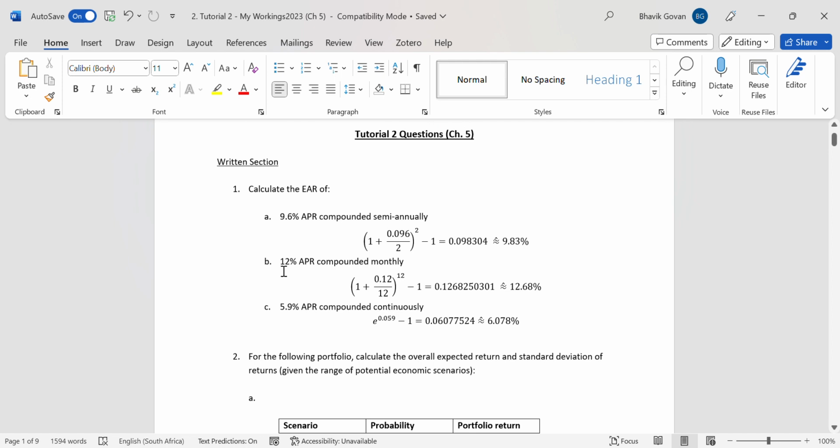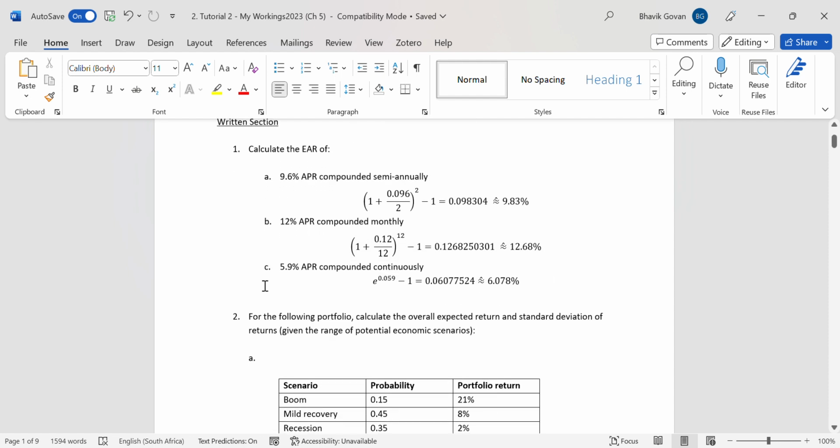Then part B says 12% APR compounded monthly, so our return is 12%, and it's compounded monthly, so n is basically equal to 12, so it'll be 1 plus 0.12 over 12, all to the power of 12, minus 1, and we get 12.68%.